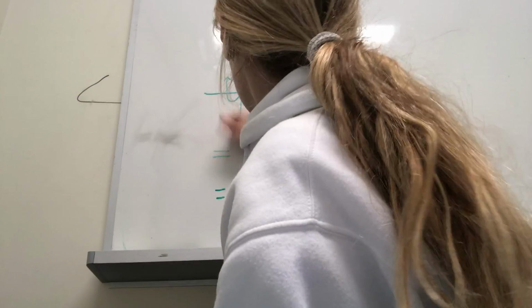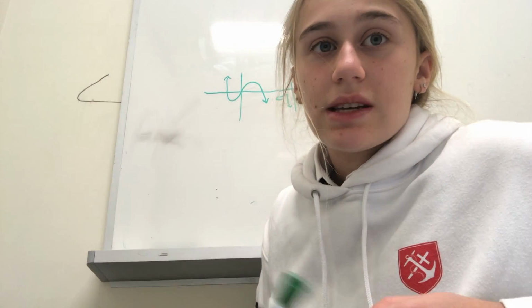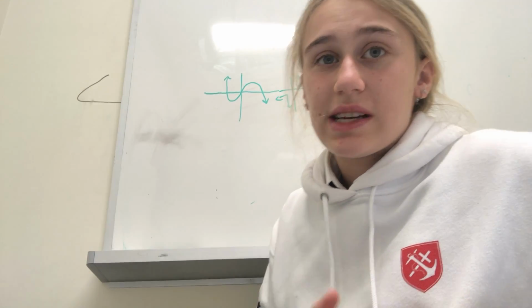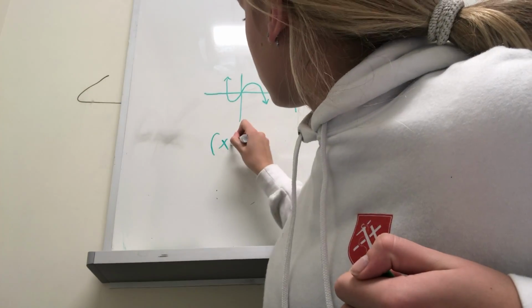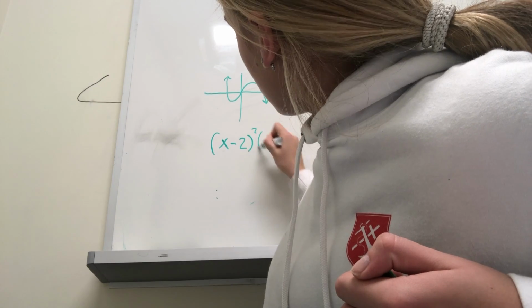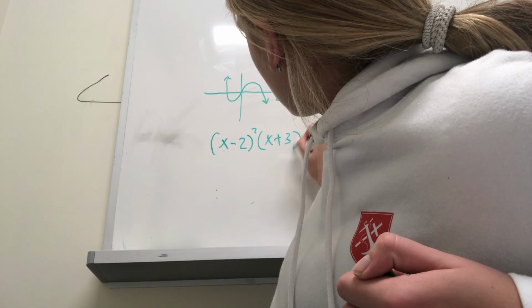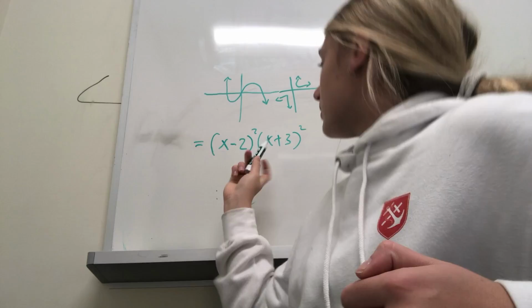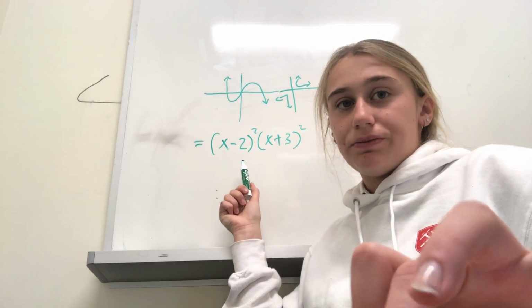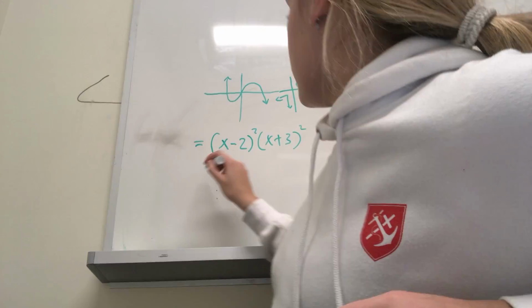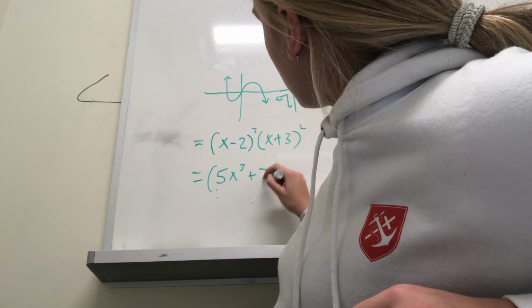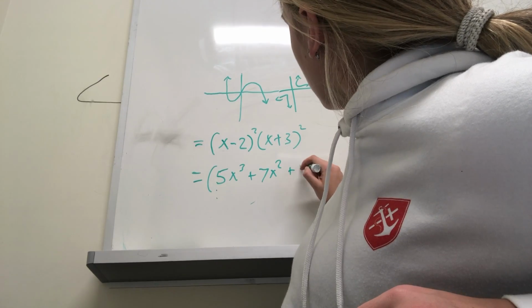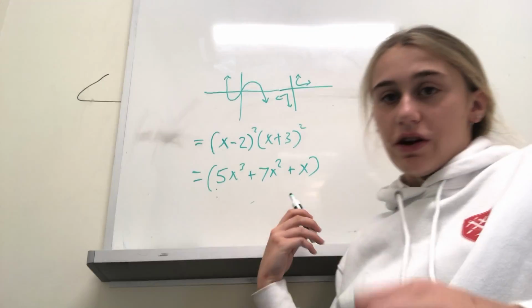The equations can be in different forms, such as expanded and factored. Factored form looks like this, seeing as they're multiplied together. And expanded form looks like this, where they're added together.